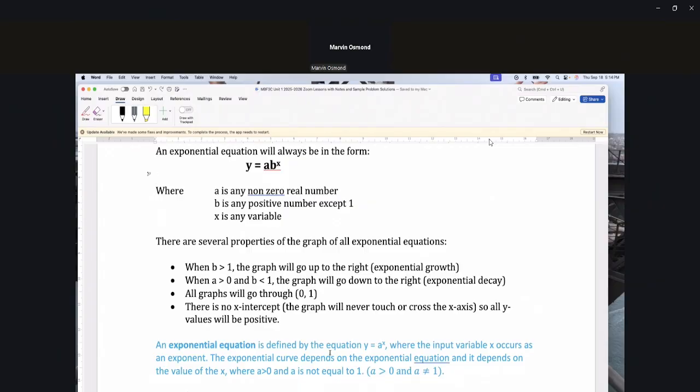So by definition, an exponential equation is defined by the equation. That should actually be relation, not an equation.